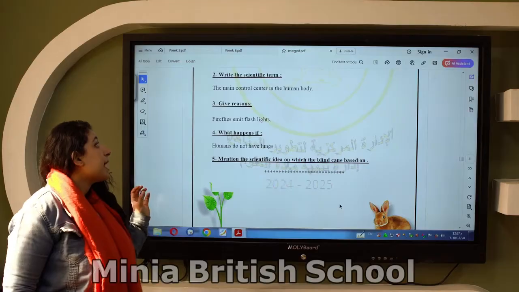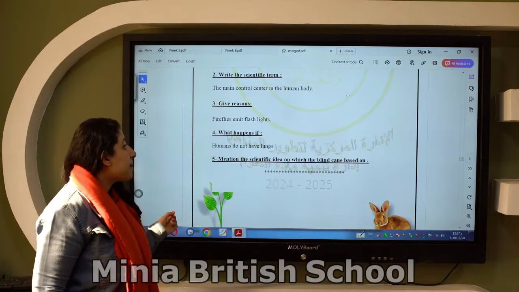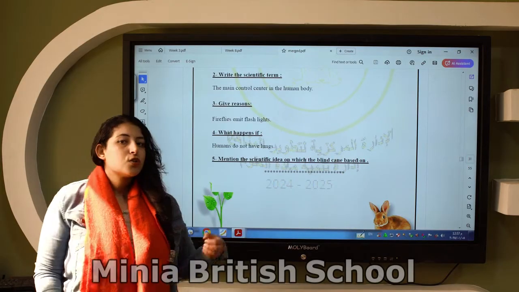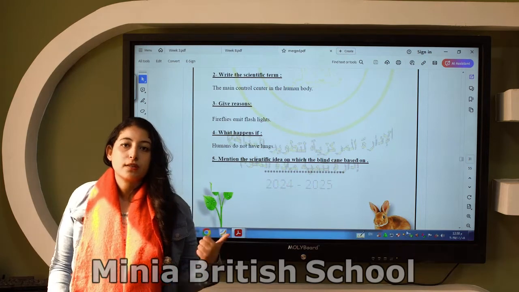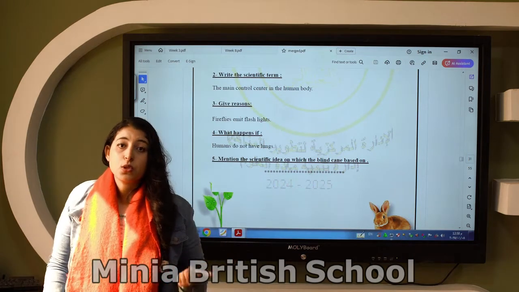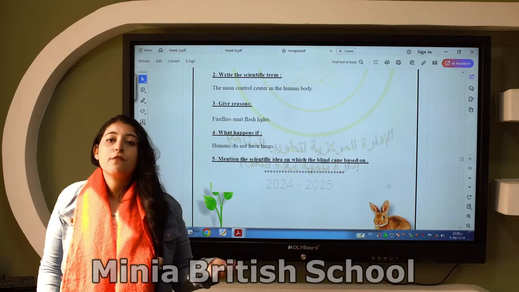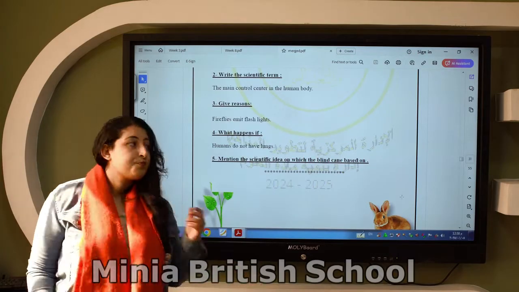system. Give reasons. Fireflies emit flashlights. Why? To communicate with each other. Number 1, to attract a mate to reproduce. Number 2, to warn off predators when they feel danger.